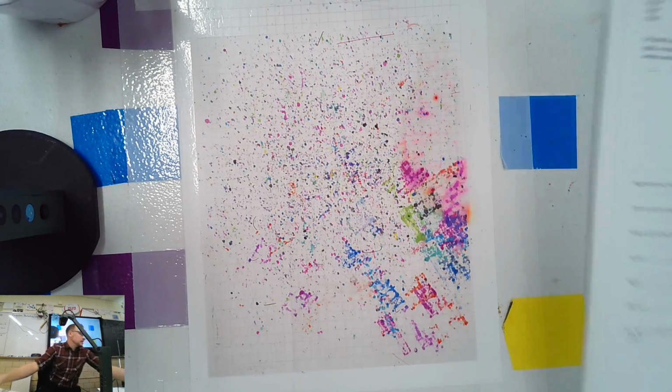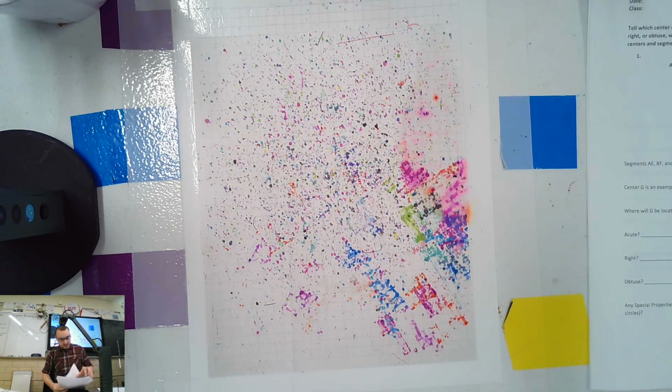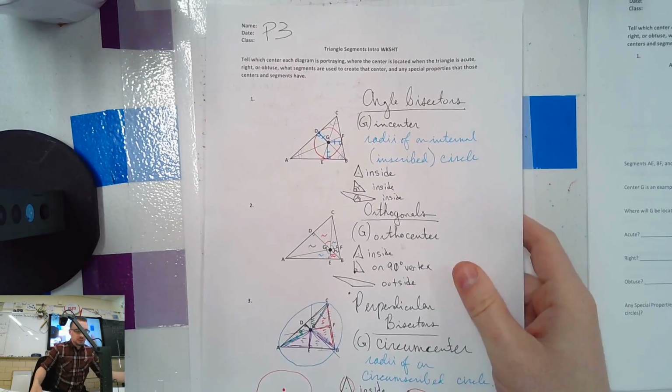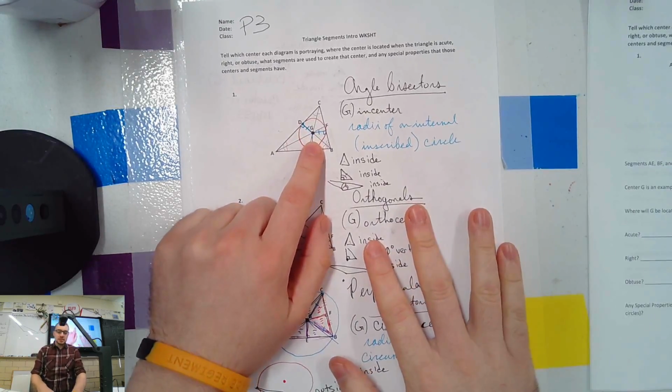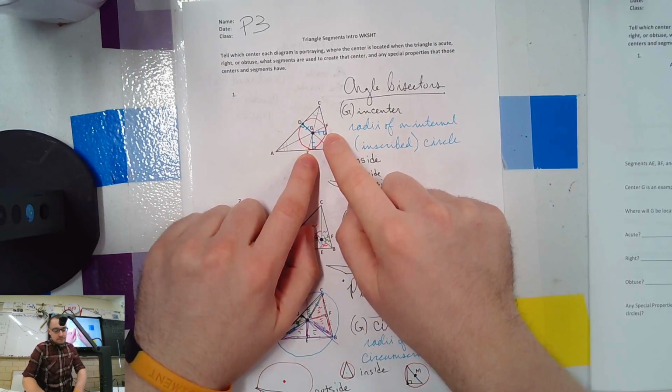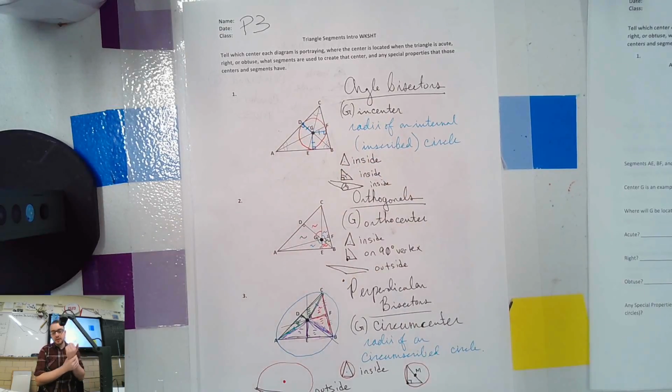Buckle up. So yesterday, we finished up our worksheet that we were working on. It looks something like this. We had 4 different centers with 4 different types of lines making them. Right, we learned about the incenter, which is the intersection of the angle bisectors. The incenter is the same distance from every side of the triangle. And so it makes a circle inside the triangle.